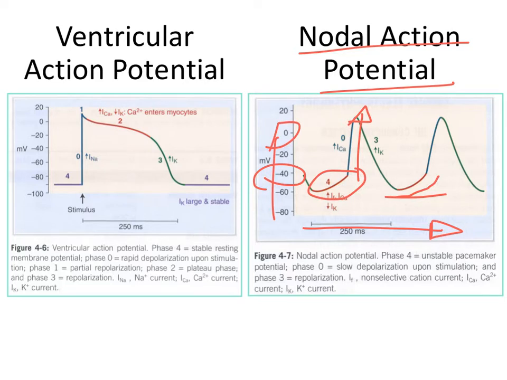On the other hand, when you look at muscle tissue such as the ventricle, if you look at their action potentials, their phase 4 is a horizontal line, as you can see right here.